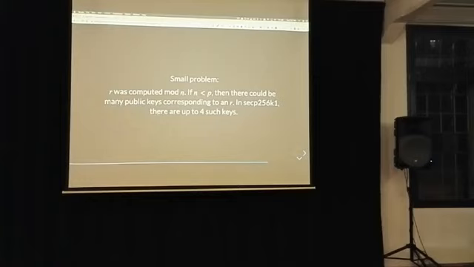Now there's a small problem. R was computed modulo n. If n is smaller than p, then there is a very, very small chance that there could be up to very many public keys corresponding to an R. For example, in SEC 256K1, there are up to 4 possible such keys. Now, I wish I had a whiteboard because then I could show you exactly why this is true graphically, but I don't. So we'll skip that.